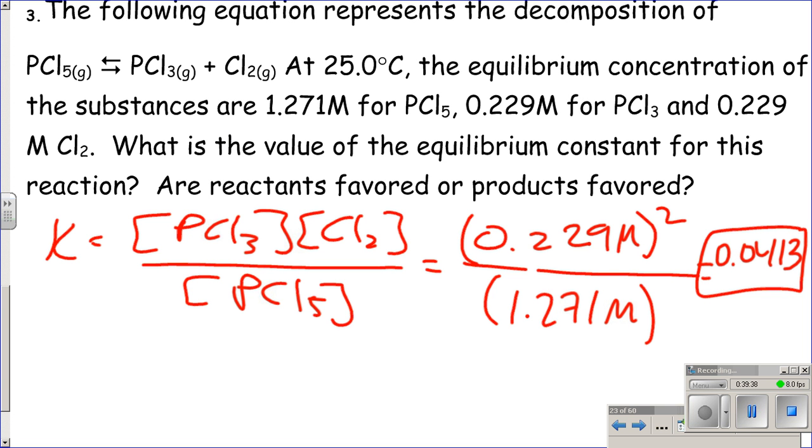This one happened to be the same, so I just squared that. You can see that's the same concentration. Does this mean reactants or products are favored? Reactants, because K is less than 1, so reactants are favored. So what would our graph look like? Reactants would slope down, but not cross the product line.